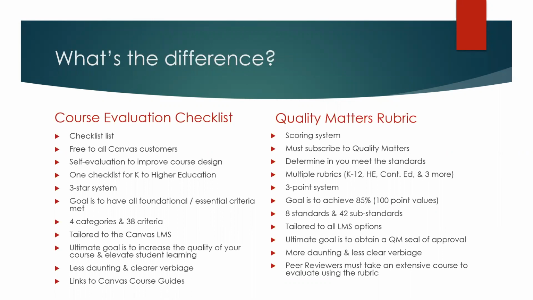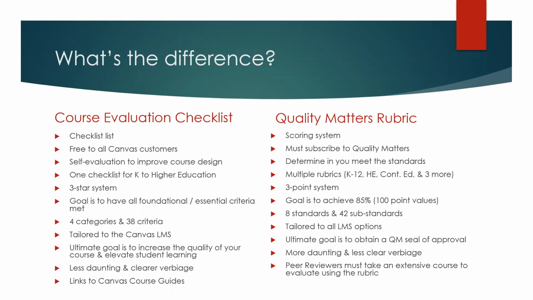As far as the Canvas checklist is concerned, the ultimate goal is to increase the quality of your course and elevate student learning. It's a less daunting checklist, and it has clearer verbiage. And as I mentioned, it links to the Canvas course guides. Now, with Quality Matters, your ultimate goal is to obtain a Quality Matters seal of approval, which is something that we discussed in the Quality Matters series last year, which is also available in the Faculty Hub. And you can learn more by viewing that or by contacting me separately.